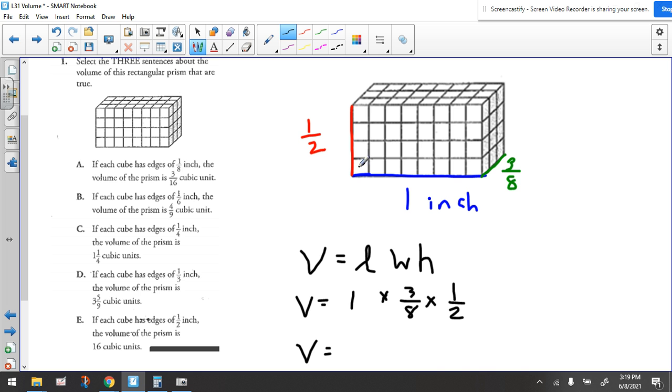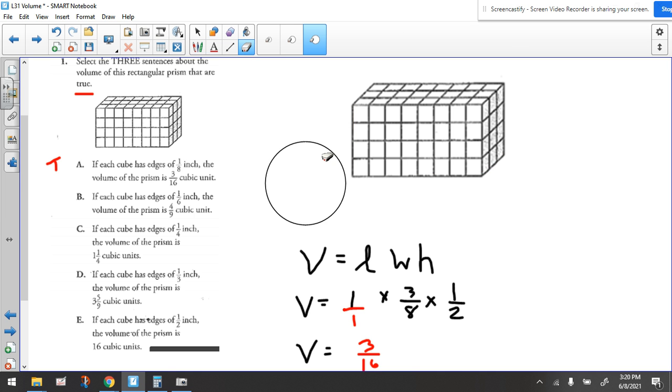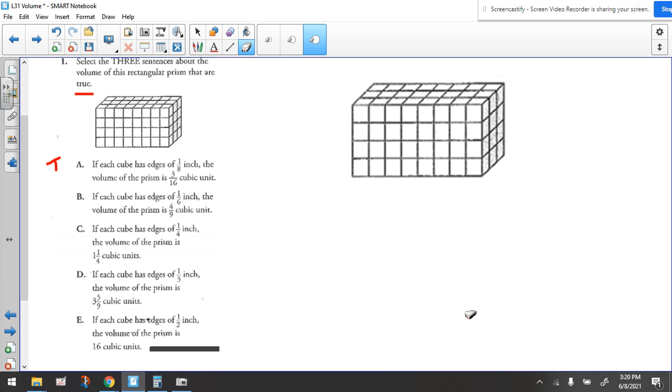So if we simplify this, and some people even like to stick a 1 underneath this just to keep it neat and tidy, we don't really have any reducing opportunities. So 1 times 3 times 1 would be 3. 1 times 8 times 2 would be 16. So it does look like we're going to pick this as being one of the 3 true statements. So I'm just going to put a T for true next to that. All right, so let's use a similar strategy to explore choice B.